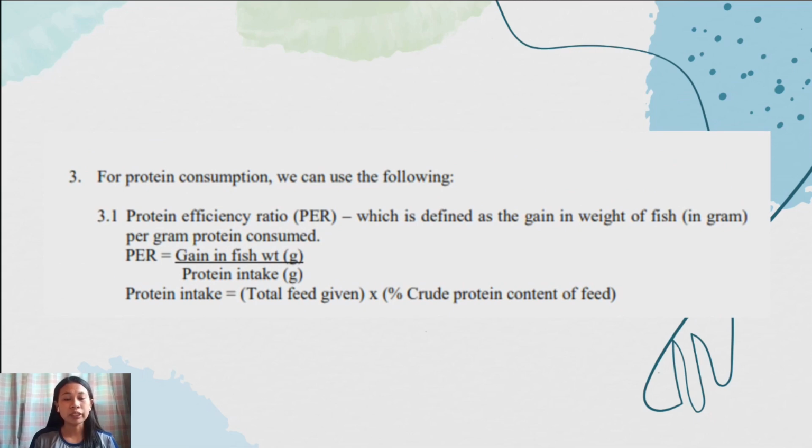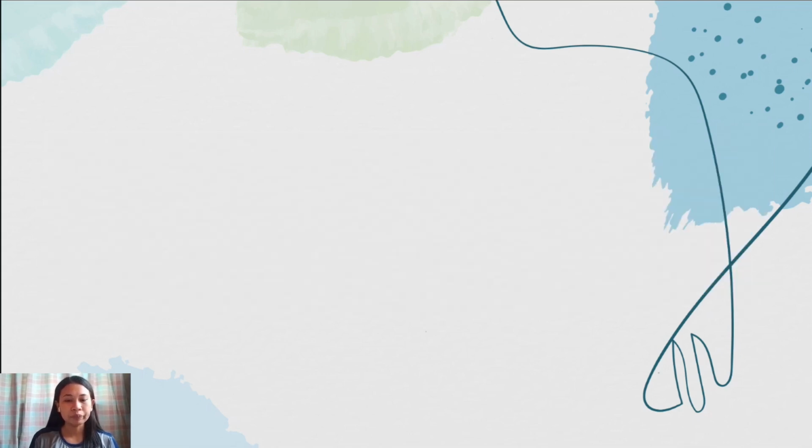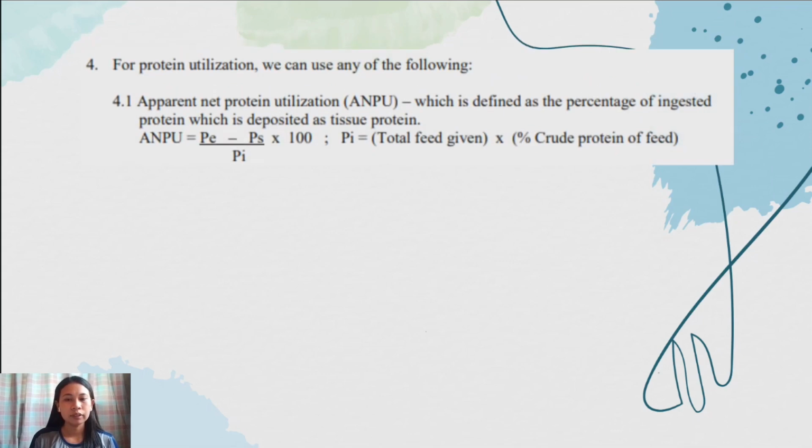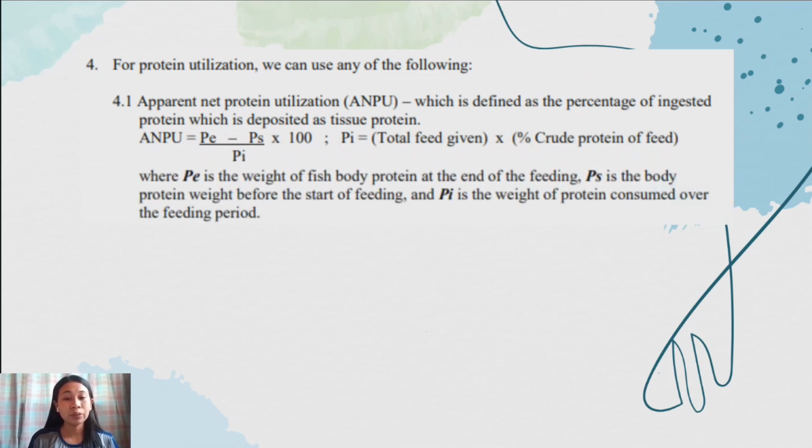For protein consumption, you can use the protein efficiency ratio, which is defined as the gain in weight of fish per gram protein consumed. For protein utilization, you can use any of the following. First is the apparent net protein utilization, which is defined as the percentage of ingested protein which is deposited as tissue protein, where PE is the weight of fish body protein at the end of the feeding, PS is the body protein weight before the start of feeding, and PI is the weight of protein consumed over the feeding period.